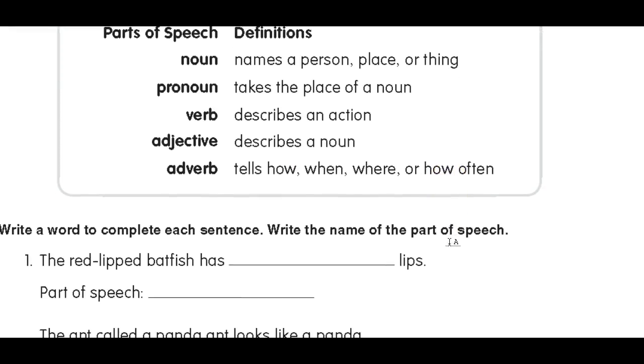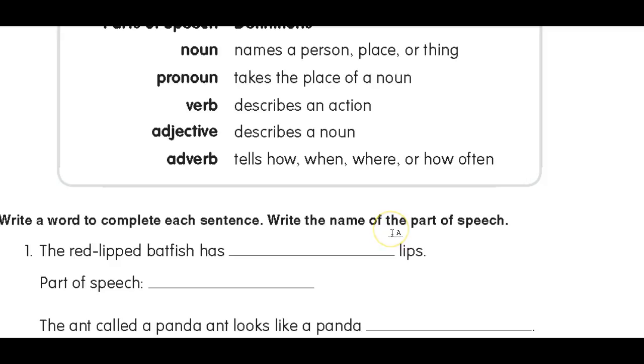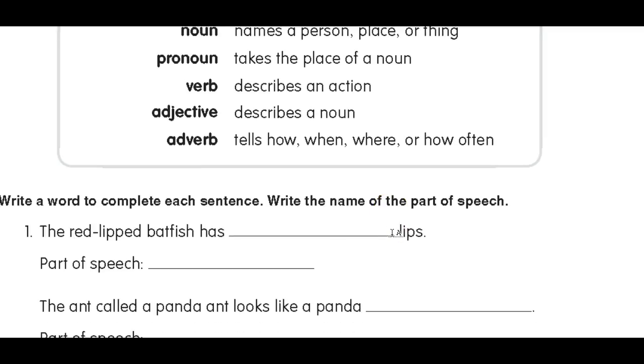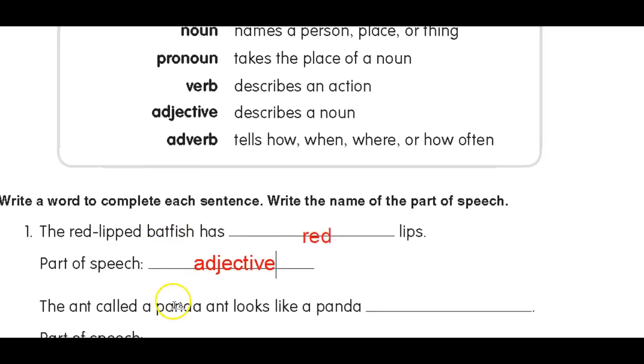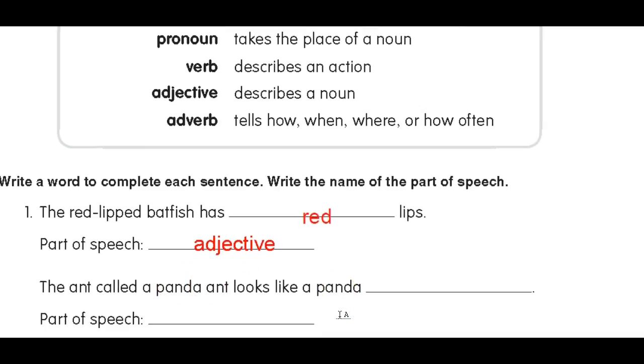Okay, it says write a word to complete each sentence. Write the name of the part of speech. "The red-lipped batfish has what kind of lips?" Red lips. So we are describing, this is a word that is describing a noun. Which one of these words describes a noun? That should be adjective. Okay. "The ant called a panda ant looks like a panda bear." And a bear is a person, place, or thing, so that is a noun.